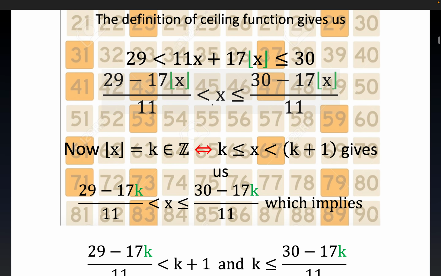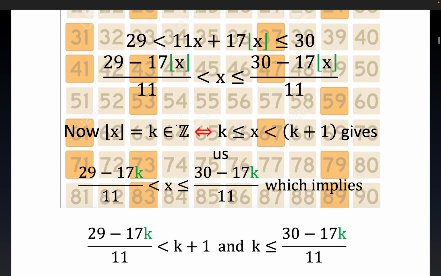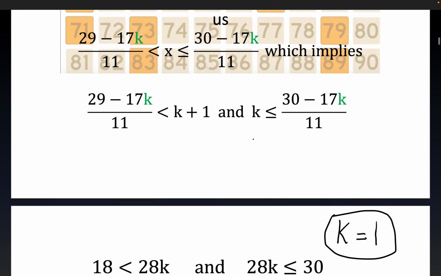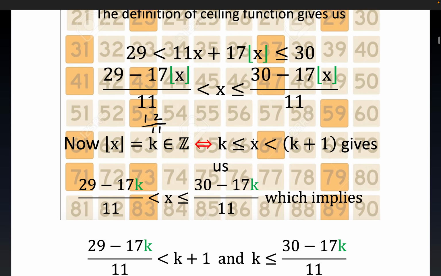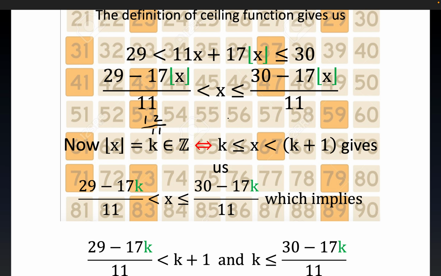Remember, k is the floor of x. All right, and so what we'll get here, let's see if I have the room, we'll have 29. There's one right here, so this will be 12 over 11 right here, folks. 12 over 11. And again, one more time, k is the same as the floor of x, and we found k to be equal to 1. Okay, so we got 12 over 11 is less than x.